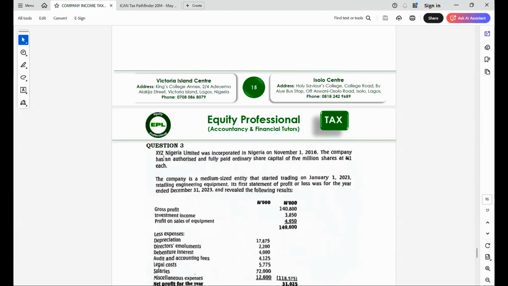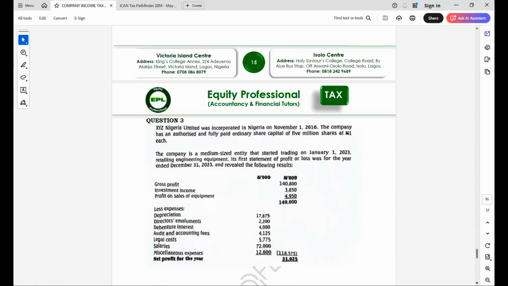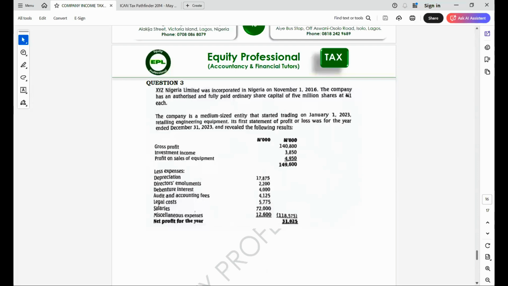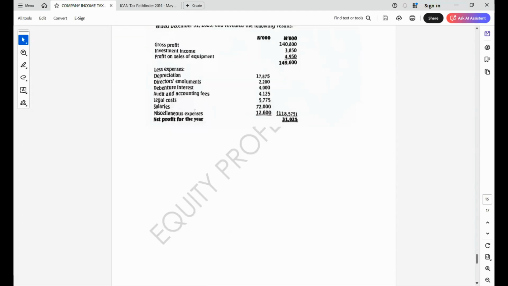The company has an authorized and fully paid ordinary share capital of 5 million shares of ₦1 each. The company is a medium-sized entity that started trading on January 1, 2023, retailing engineering equipment. Its first statement of profit or loss was for the year ended 31st December 2020 and revealed the following result. Gross profit, investment income, profit on sale of equipment, all are figured. We have less expenses: depreciation, director emolument, debenture interest, audit and accountancy, legal cost, salaries, miscellaneous expenses, net profit.